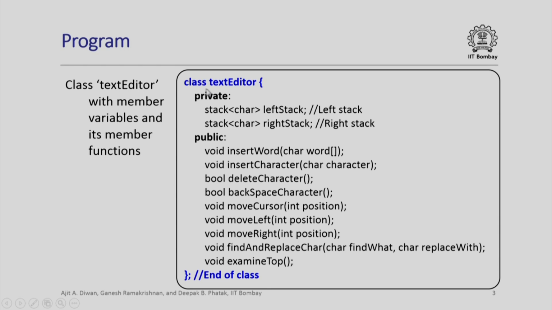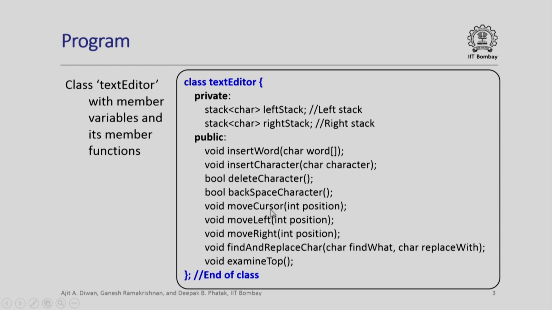In our program, we shall implement the class text editor, which has two private elements. One is stack left stack, stack right stack. This is our basic model of the editor. Look at the public functions which we will implement. This is nothing but the set of functions which we have already identified. Insert word, this will work on a char array which we have defined as word. Insert character, this is an individual character insert which will have only one parameter, a character. Delete character and backspace character are the two delete functions. These will return Boolean values.